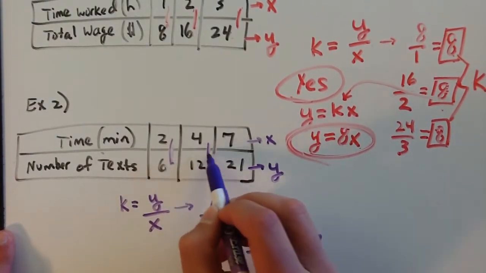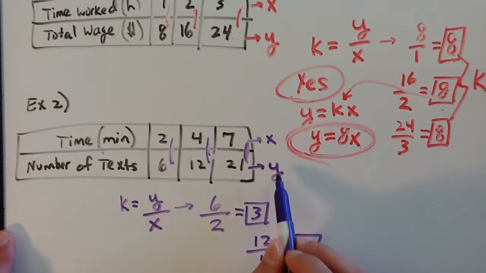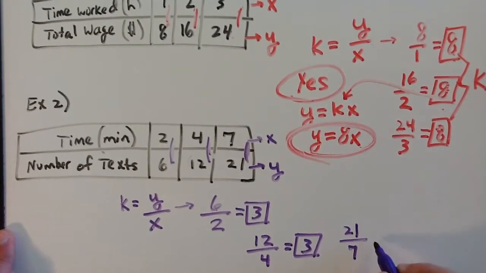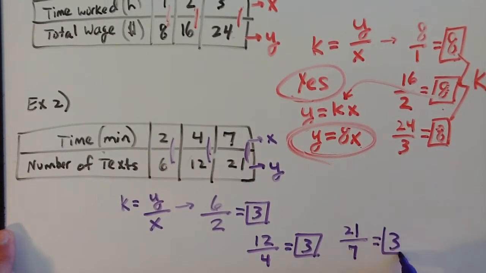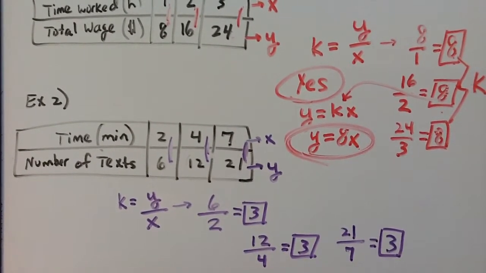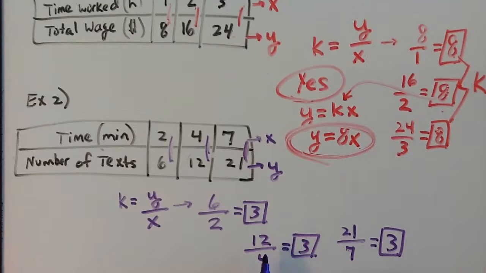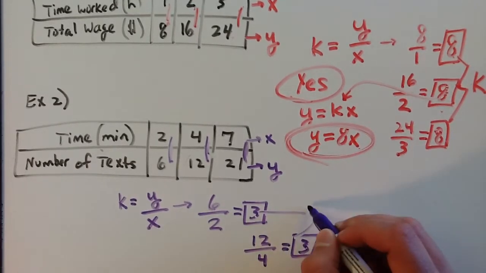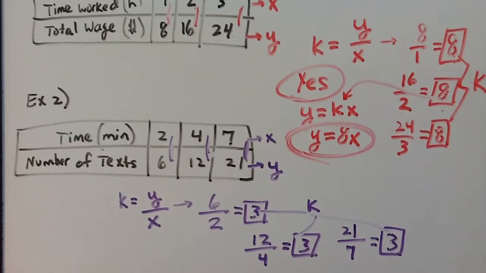We have one more column to check. Take the y value 21 over the x value 7. What is 21 divided by 7? That is 3. So as you can see, all of these ratios are equivalent. 6 to 2 is equivalent to 12 to 4 is equivalent to 21 to 7 because they all simplify to 3. So 3 right here is our k. It's our constant rate of change.